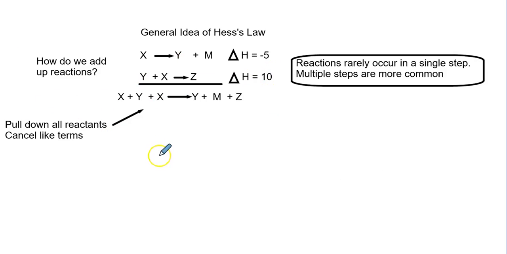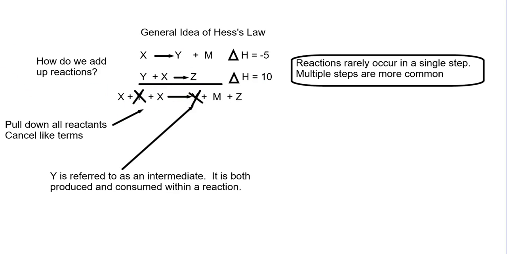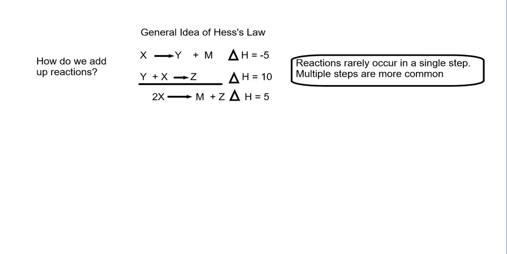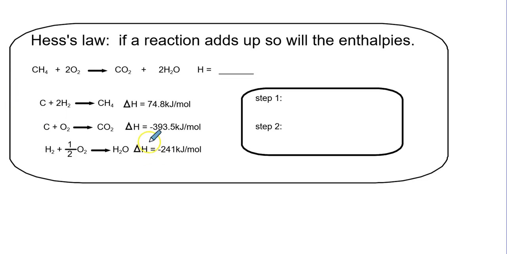All right, there we go. Again, there are lots of ways to add these up, but my Y would be an intermediate, which would cancel out. And there's my overall answer. Okay, let's try a little more of a chemistry version. Now, by Hess's Law, if the reactions add up, so will the enthalpies.